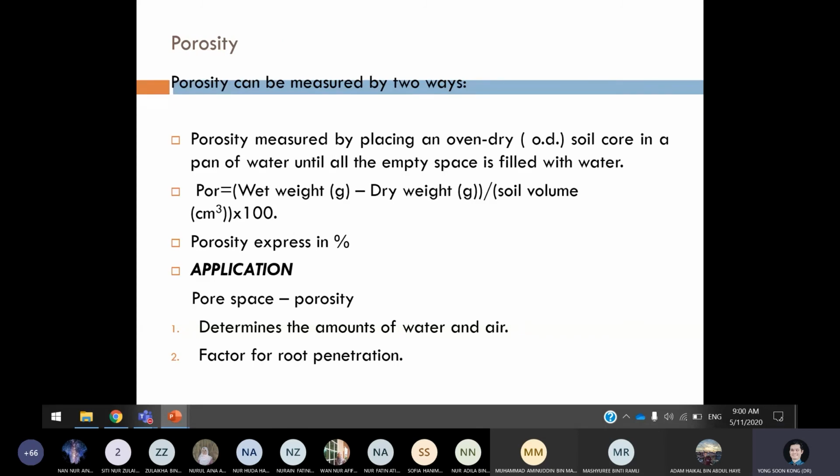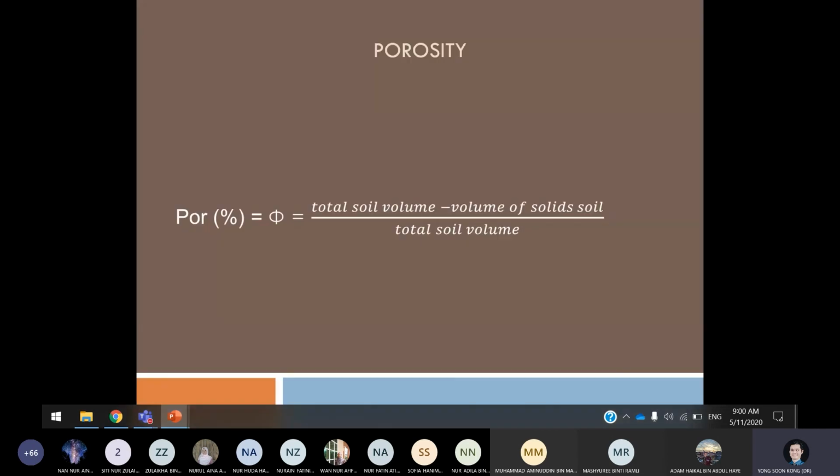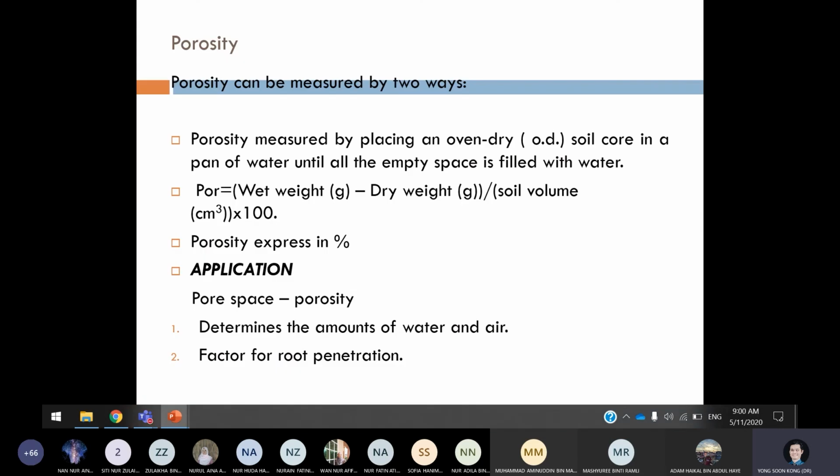Porosity can be measured in two ways. You place an oven-dried soil, and then you divide by the volume of soil from the cylinder of the soil column that you have determined. Beyond that, I think you can also determine the amount of water. Or there's another way. Let me finish this slide first, okay?